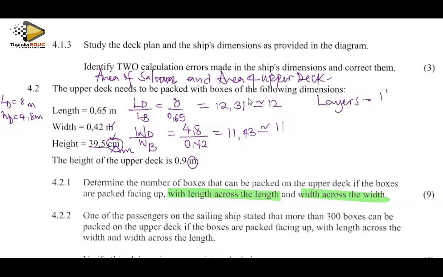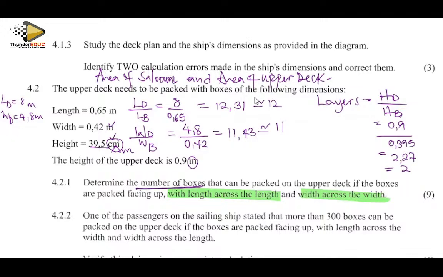So we shall say height of the deck divided by the height of the box. So the height of the deck is 0,9 divided by 0,395. Ended up having the layers as 2,27, which is 2 layers. So remember the question needs by deck, determine the number of boxes.